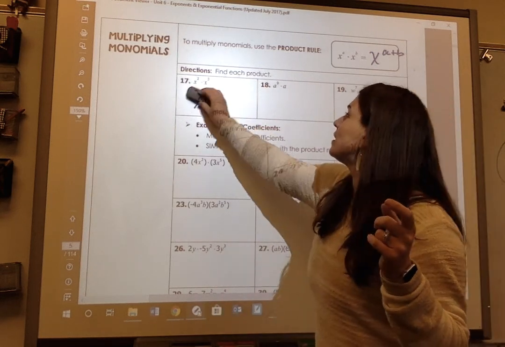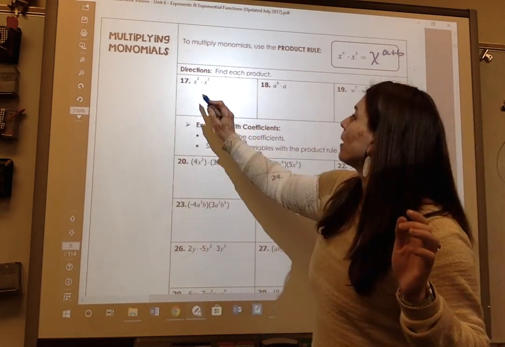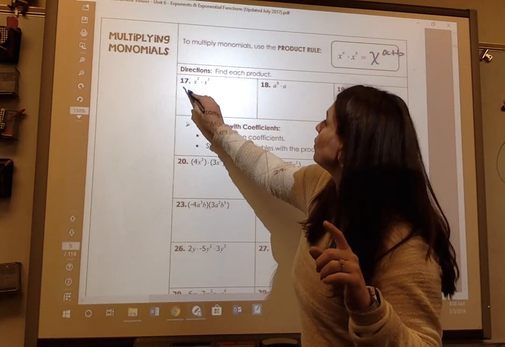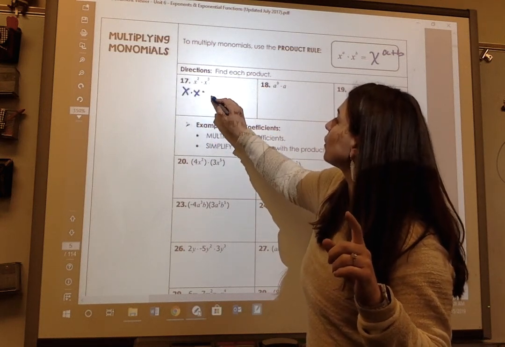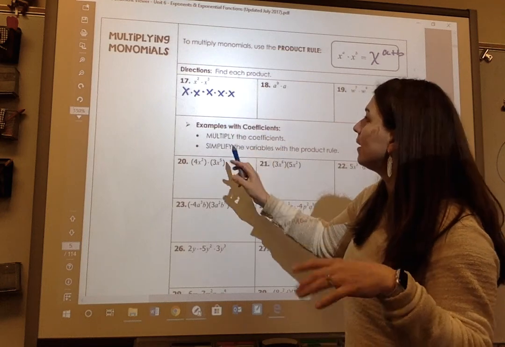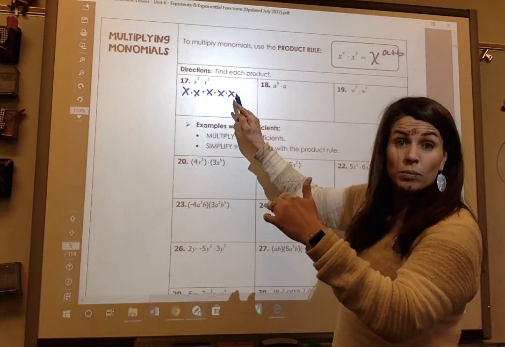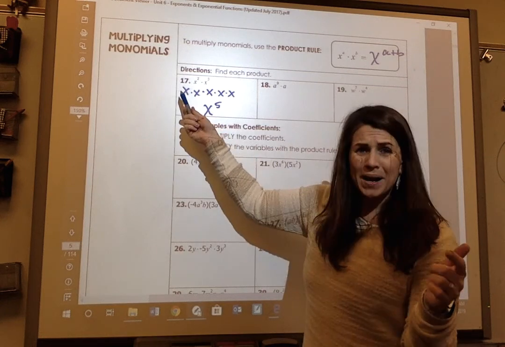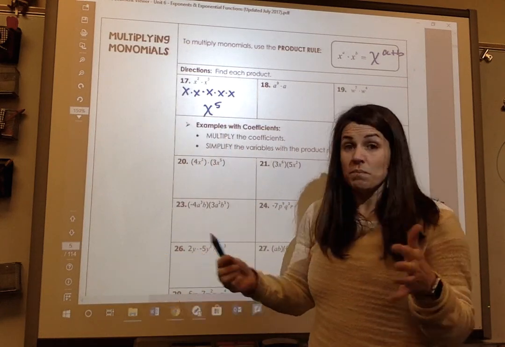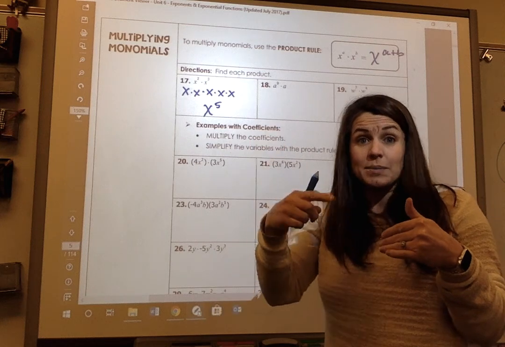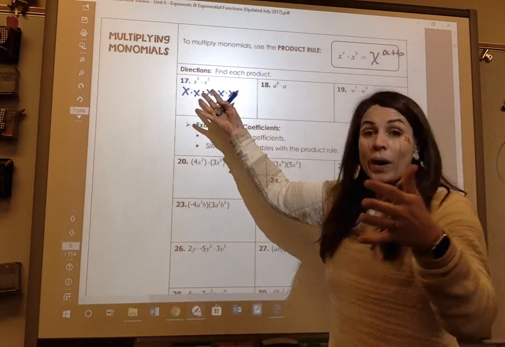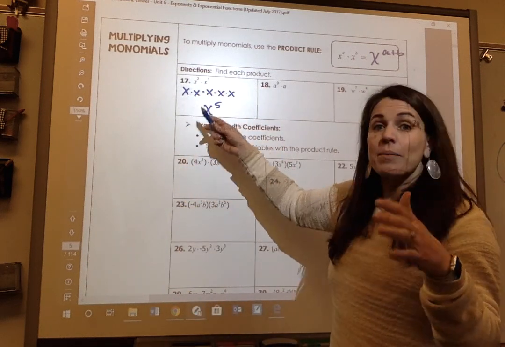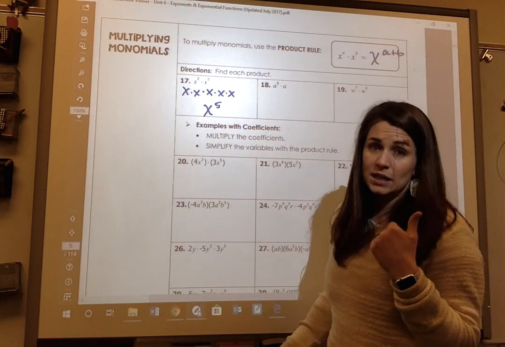Well, if you looked at this in expanded form, x squared would be 2 x's, and x to the third would be 3 x's. And how many x's are we multiplying? 5. So it would be x to the 5th. But I don't want to do expanded form when I have x to the 20th times x to the 13th, because I don't want to write that many x's. So I'm going to add my exponents, and I get x to the 5th.